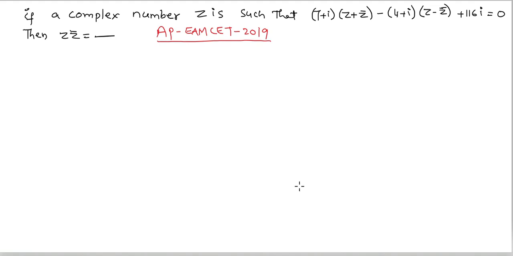If a complex number Z is such that (7 + i)(Z + Z bar) - (4 + i)(Z - Z bar) + 116i = 0, then the value of Z into Z bar is dash. Here Z is a complex number, that is Z = x + iy and Z bar = x - iy.